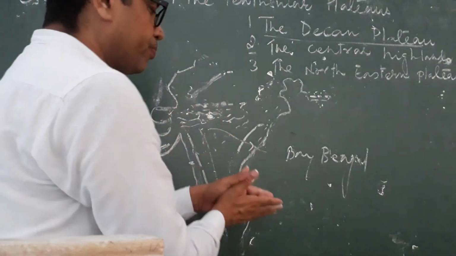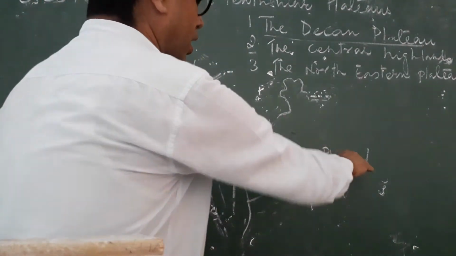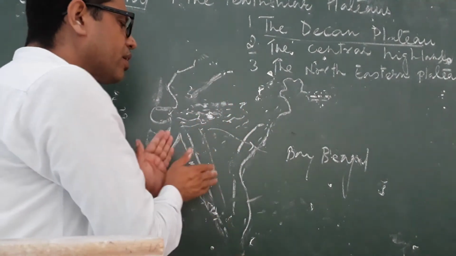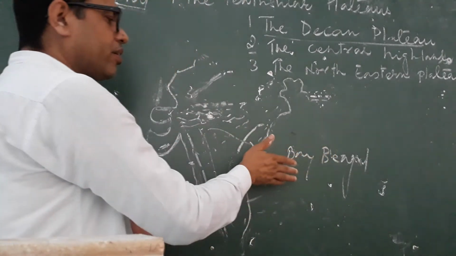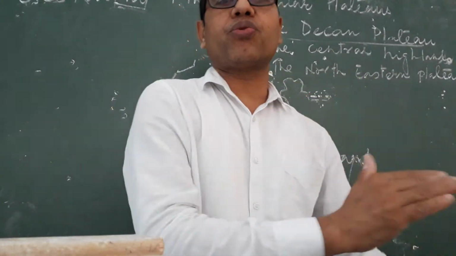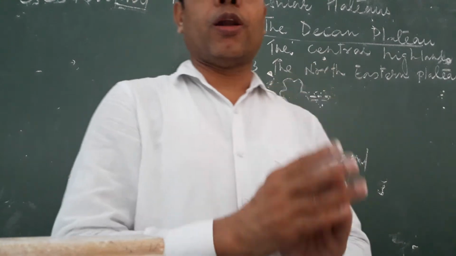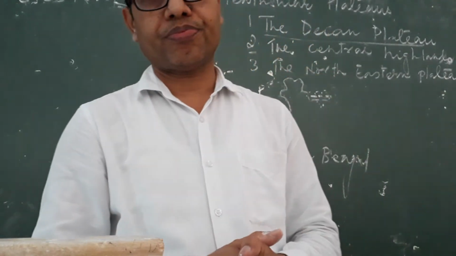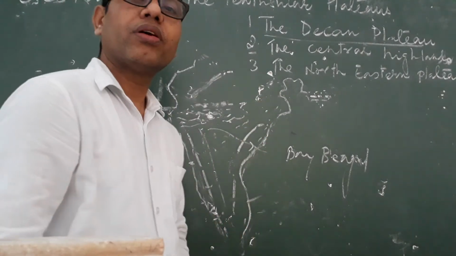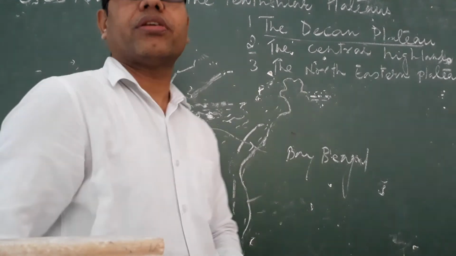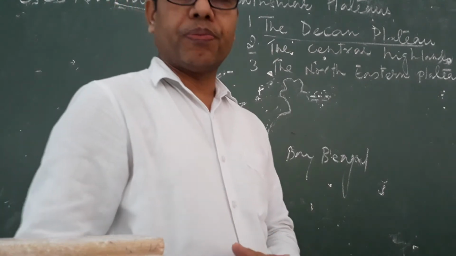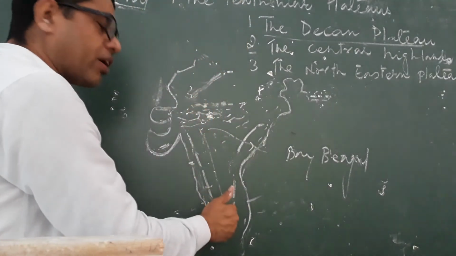and its slope is towards the Bay of Bengal, because most of the rivers that originate in the Western Ghats flow through the Eastern Ghats and join the Bay of Bengal. So its general slope is towards the east. As you see, it has two important features. Western Ghats and Eastern Ghats are two important features of this Deccan Plateau.